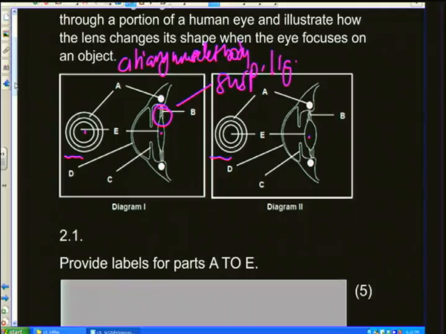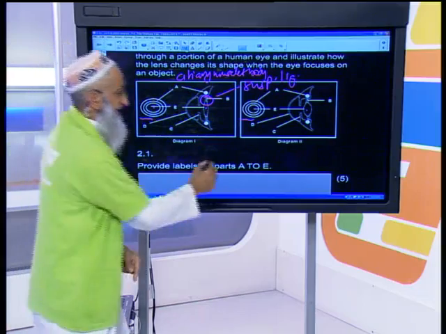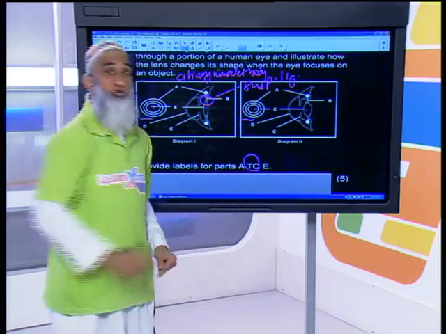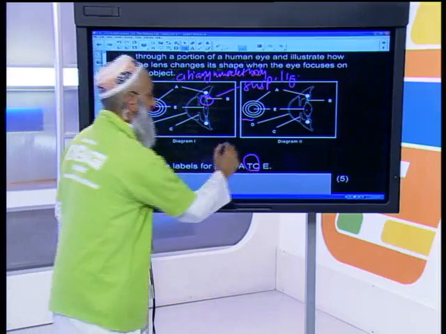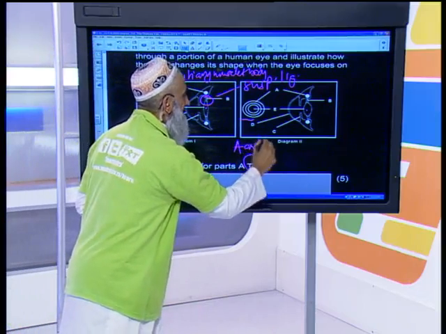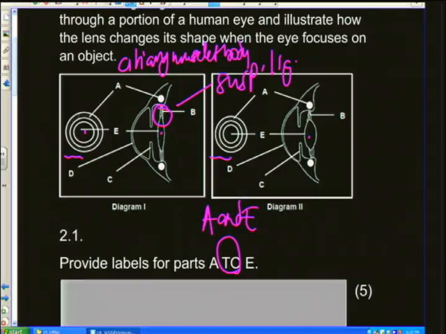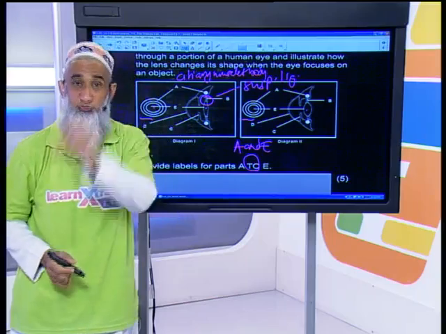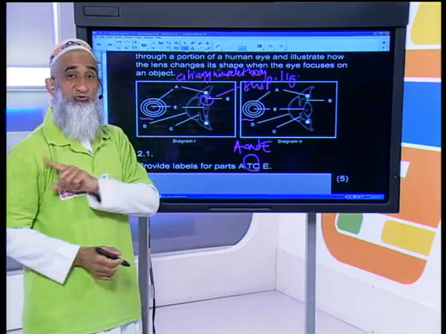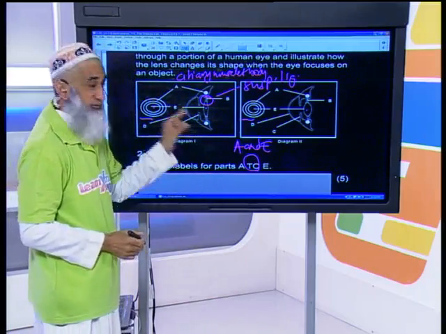Remember also, the mindset is A to E, and A and E are two different things. When it was A and E, you would have got 2 marks. A to E, you have to get 5 marks because you have to give all the labels. So be careful about a thing like that.